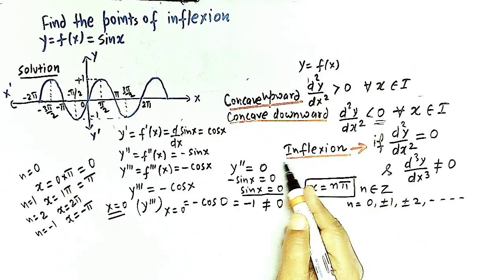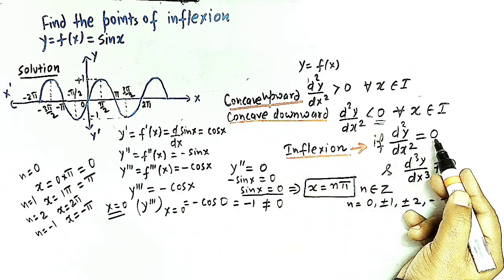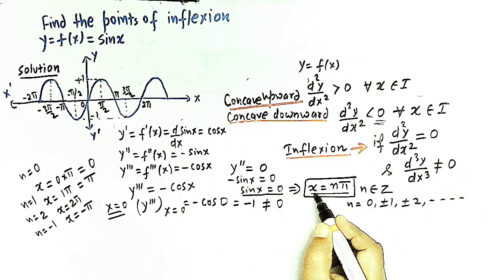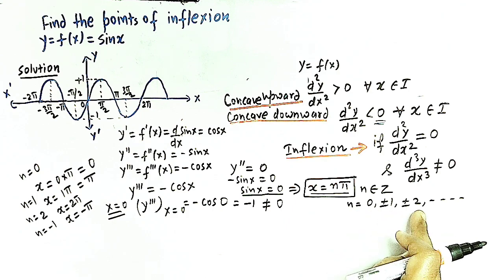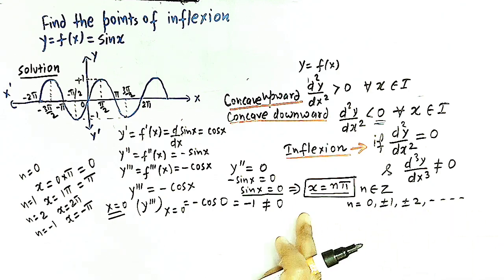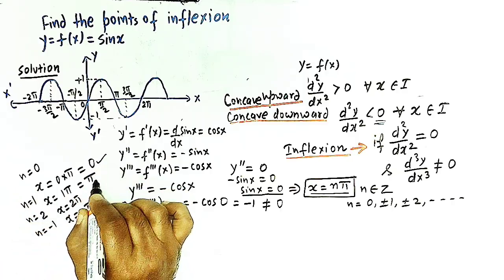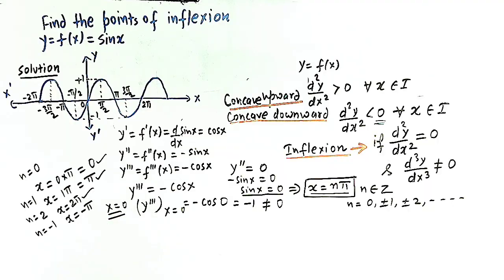So here, to get the points of inflection, we have equated the second derivative equal to 0, and getting this expression x is equal to nπ, taking n as 0, ±1, ±2, and so on. We have the points of inflection as 0, π, 2π, and then 3π, and so on, right.